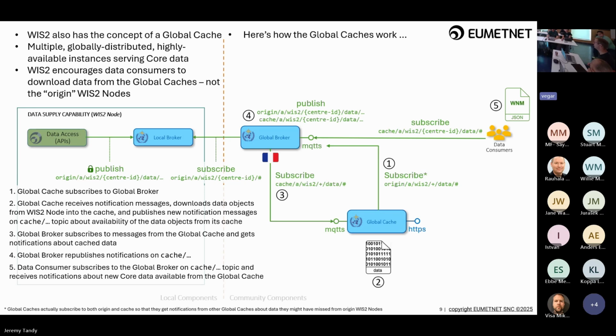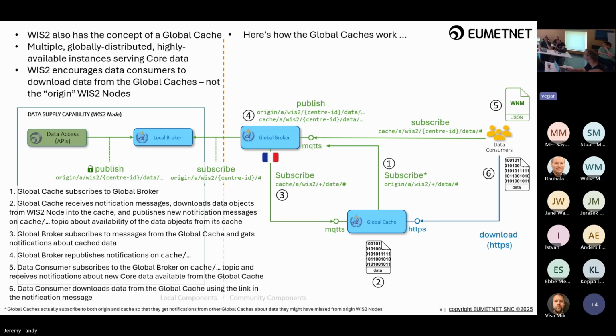There's also the update one. But anyway, I can talk to you after that offline. But generally speaking, when the global cache publishes a new message, it's exactly the same as the origin message, except the addresses are different. So same topic, same everything else, except it says cache on the front. I know you said this, but the cache will only contain core data. That is correct.